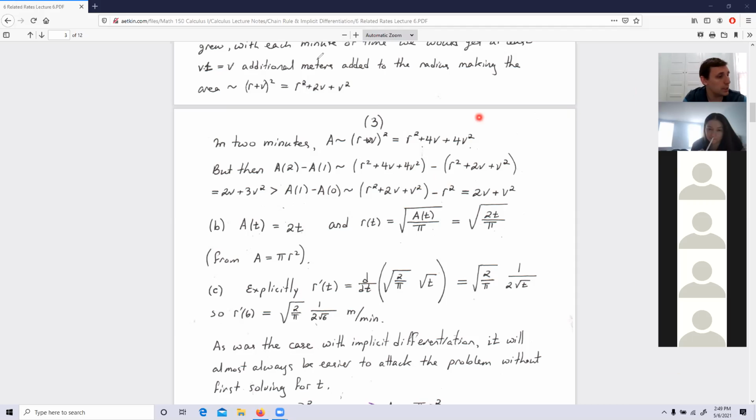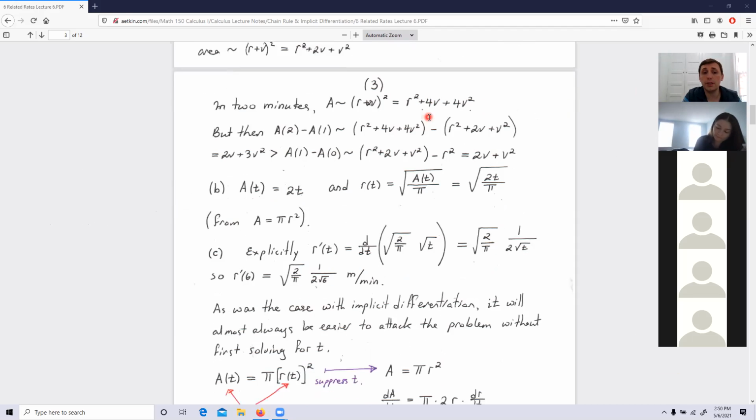It's very simple. I have that pi times r of t squared is the area of the circle, so it's equal to 2t. So r of t had to equal the square root of 2t divided by pi. Yes? So I was able to find explicit formulas for area.